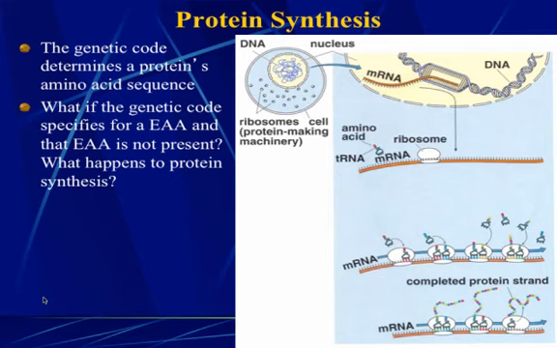Keep this in mind. The genetic code determines the protein's amino acid sequence, right? So during translation, what if the genetic code specifies for an essential amino acid, and that essential amino acid is not present? What happens to protein synthesis? Stops. Can't synthesize that protein. Now, if that protein is essential for life, good chance it might be, that's a problem. It's a problem relatively soon, because proteins turn over in our body relatively quickly.